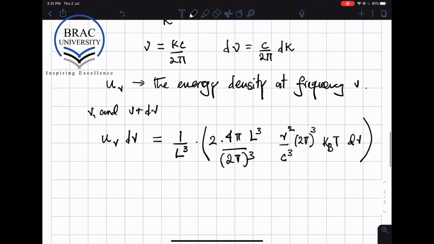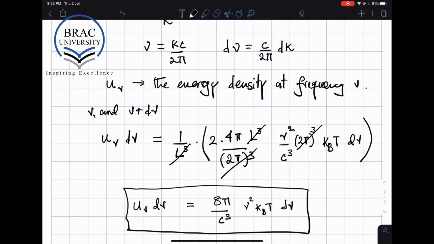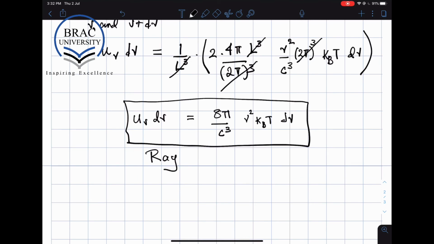So now we just simplify this, and what we get is this guy will cancel, this guy will cancel, this guy will cancel, and I think that's about it. And then we have 8 pi divided by c cubed, and then we have nu squared, and then kBT d nu. So this is the formula for the spectrum of the blackbody radiation. So this is the famous Rayleigh-Jeans formula.